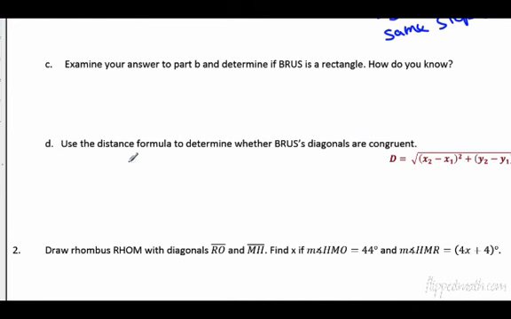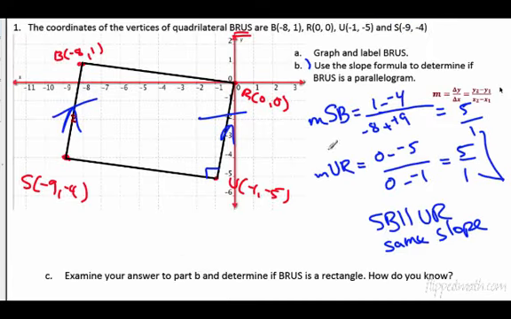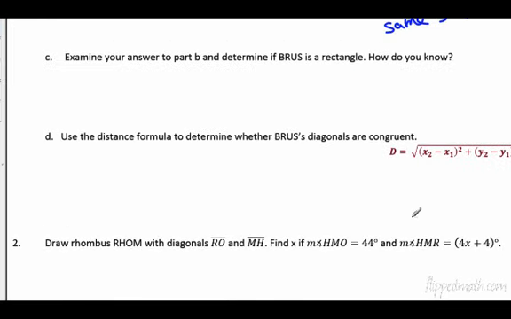Use the distance formula to determine whether the diagonals are congruent. Remember, diagonals go across the middle, so you're going to use the distance formula on SR and B, what is that, U, okay? And here's the thing, if it's a rectangle, which we know it isn't, oh, did I let the cat out of the bag? It's not a rectangle. But if it's a rectangle, then the distances will be the same. But when you use the distance formula, you're going to get two different distances. Therefore, it's not a rectangle.